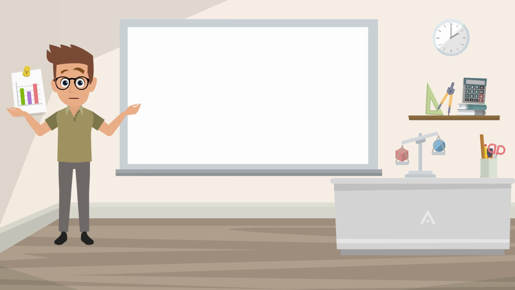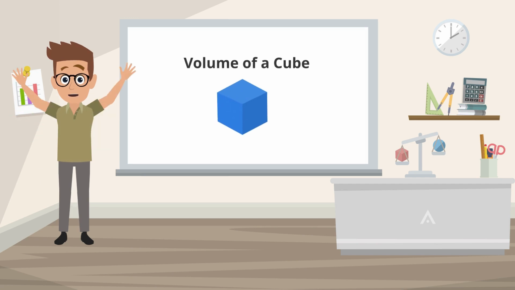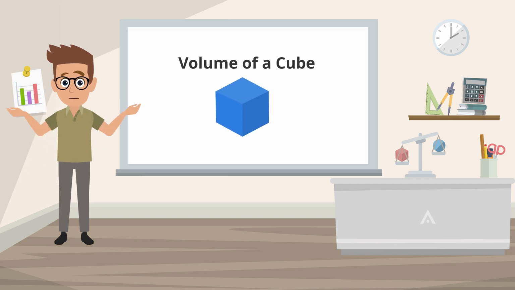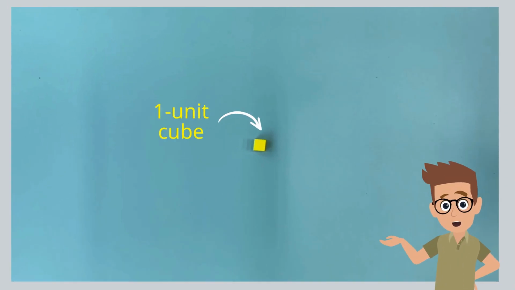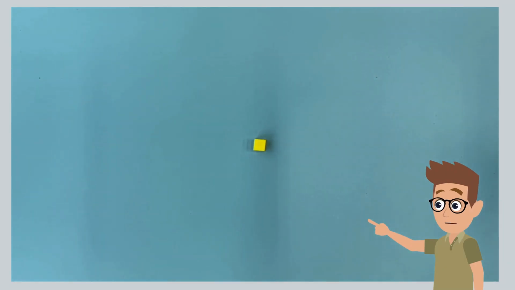Today, we will explore how to find the volume of a cube. Let's look at this cube. It is a 1-unit cube. Let's form a row of 10 unit cubes.